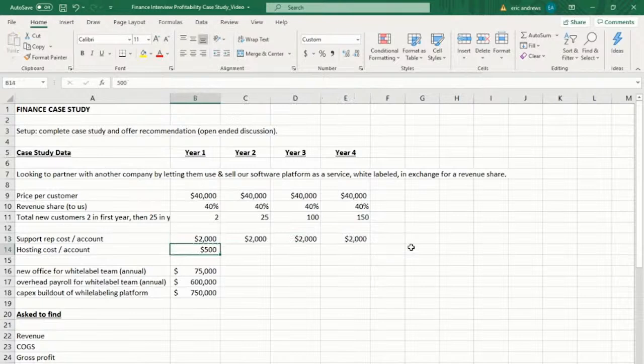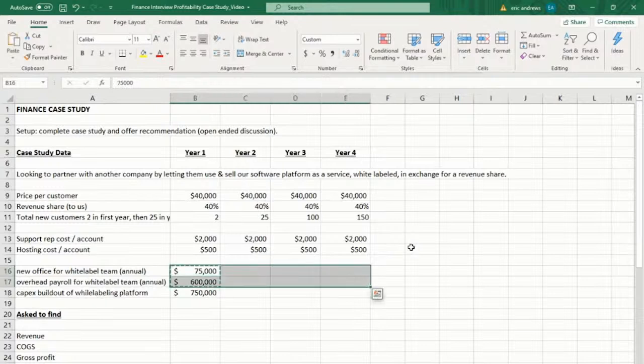And hosting cost per account, again, a direct cost. For each individual additional account that we have, we need to pay for more hosting. But what about Office? Office, that's an operating expense. That's going to be flat every year. So is the overall overhead payroll for white label team, and the CapEx is only one time. So we know this stuff is going to be in the operating expenses.